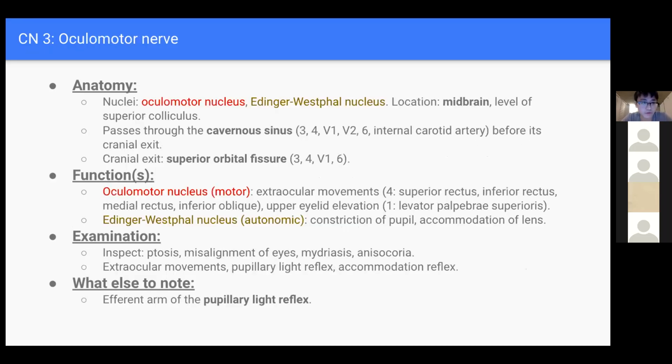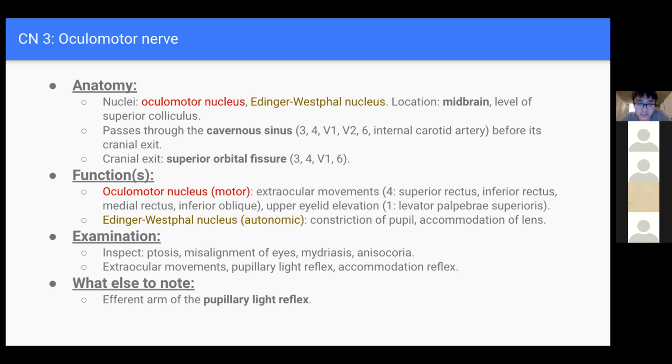Okay, third nerve, the oculomotor nerve. So this one has two nuclei that you should note. The one is a somatic motor one, the oculomotor nucleus. The other one is an autonomic nucleus, parasympathetic, Edinger-Westphal. And both of them are located in the midbrain, up top-ish at the level of the superior colliculus. And when it exits the brainstem, it's one single nerve, the oculomotor nerve, and this nerve passes through a venous sinus called the cavernous sinus before exiting the skull via the superior orbital fissure.